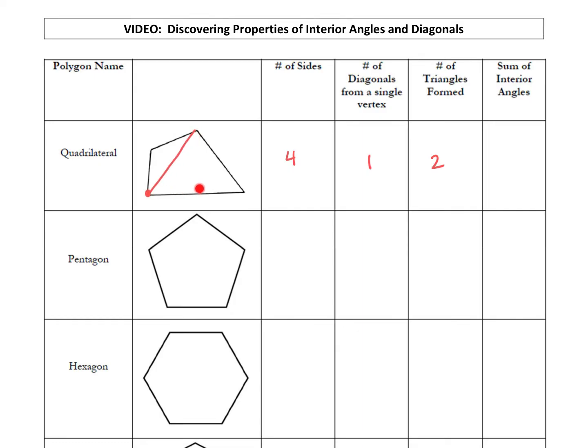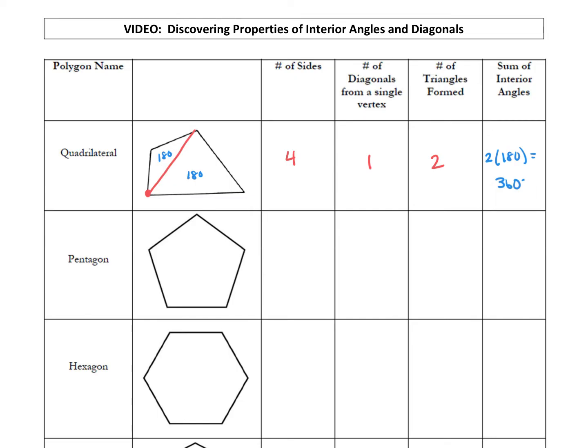We know that the sum of the angles inside a triangle is 180 degrees. So this angle plus this angle plus this angle is 180. Well, we have another triangle whose sum is 180 degrees, which is this angle plus this angle plus this angle, and that covers all of your angles in the quadrilateral. So the sum of the interior angles is those 2 triangles times the 180 degrees, which gives us a total of 360 degrees for the sum of the interior angles.